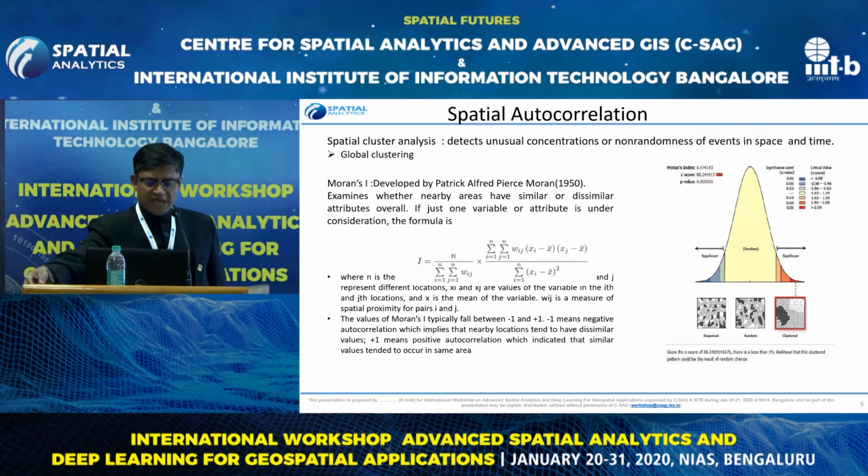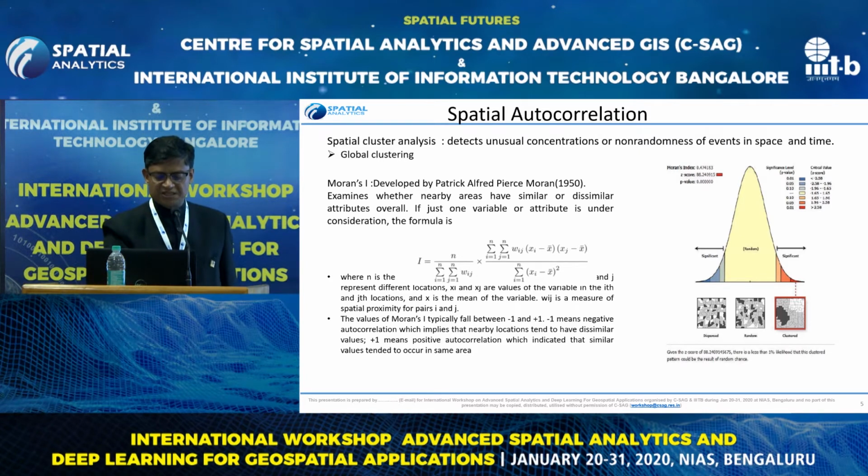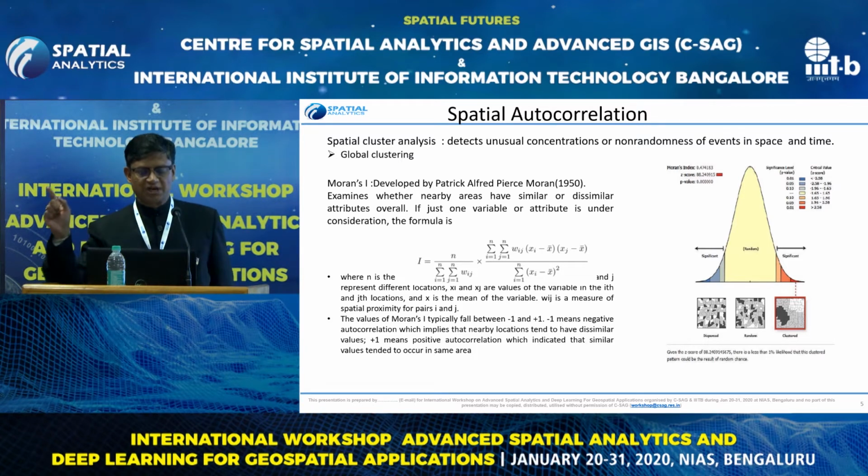If it is a polygon, if you take the other type of parameters, then i and j represent different locations, which is basically the latitude and longitude, and xi and xj are the values of the variables in the ith and jth location, and x̄ is the mean of the variable. Then wij is a measure of the spatial proximity of the pair of locations i and j. So if it is poverty data at location i and poverty data at location j, the value of Moran's I typically falls between -1 and +1.